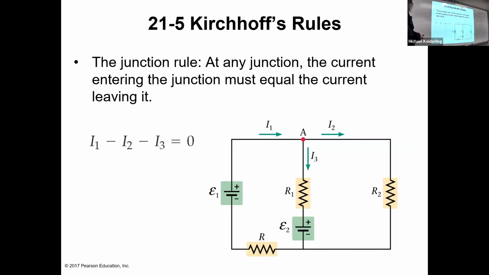Or if you add up the current entering a junction, so here I1 is going in, I2 and I3 are going out, so they're negative. You add up all the currents entering a junction, they have to add up to 0. So I1 minus I2 minus I3 must equal 0. That's the junction rule. Fairly straightforward. What goes in must come out.